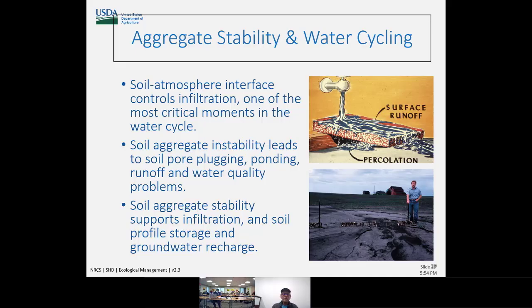So soil aggregates, as I mentioned, improve infiltration and soil profile storage. Like, during the off season, if you keep more water in the soil profile, it is kind of a saving account. So during the summer, you need less water. And also it can increase the groundwater recharge.